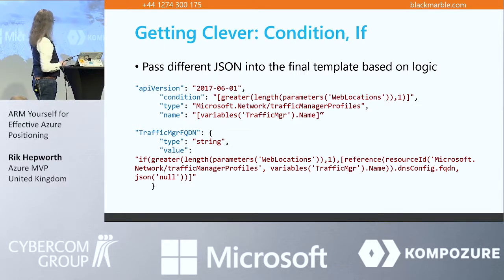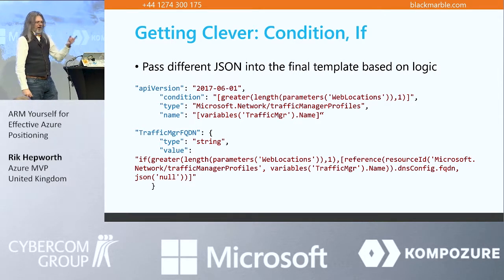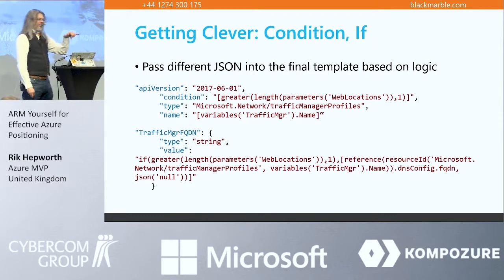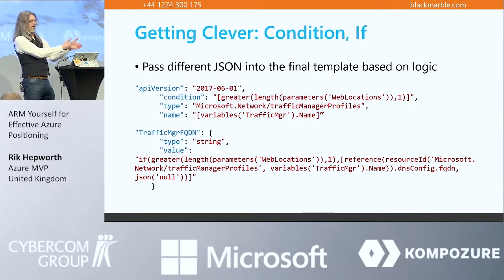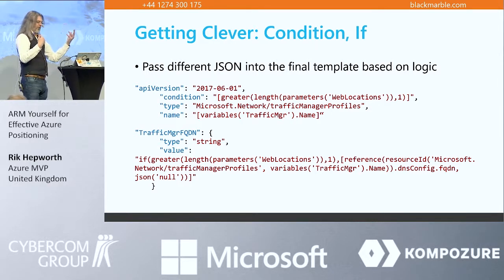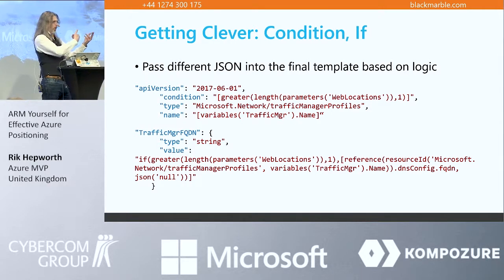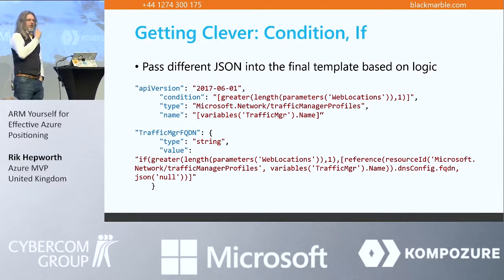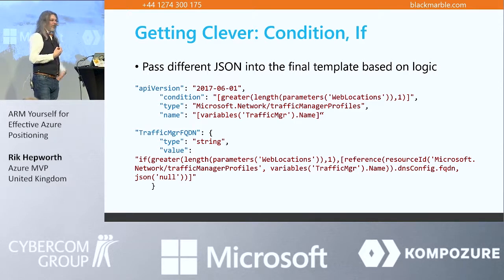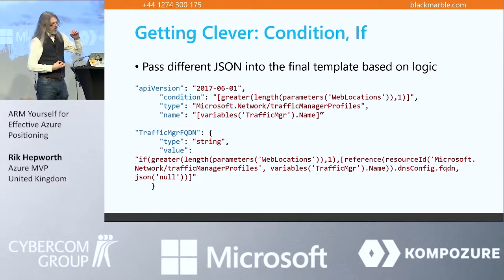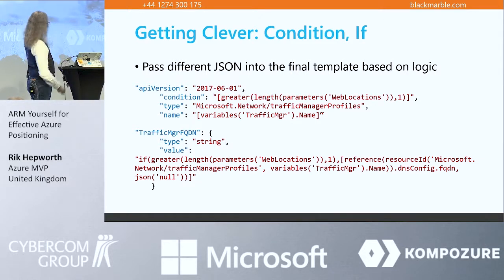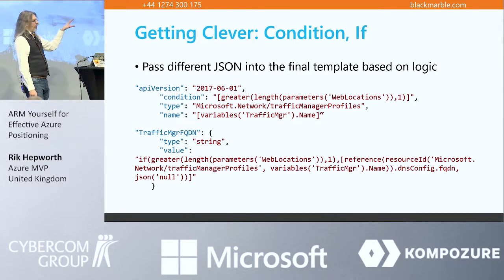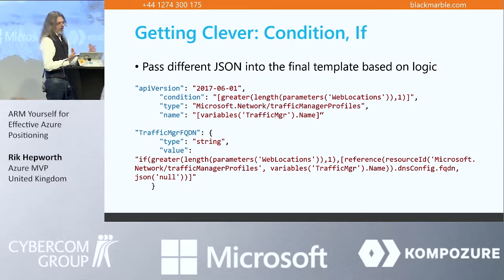So basically what that JSON does is say, well, if there's more than one item in the web locations array, then I know I'm going to have Traffic Manager. So hand back a value which is a reference to the property of the Traffic Manager. And if I've got one, not more than one, hand back null. At which point, the resource template parser doesn't die because that's completely valid. So the moral is, if you're using conditions to deploy resources, you will almost certainly find you have to have some kind of partnering if statement for what you're doing to join those resources to other things.